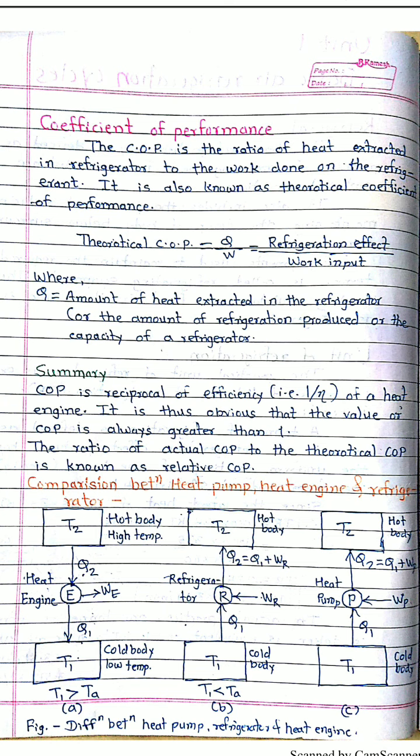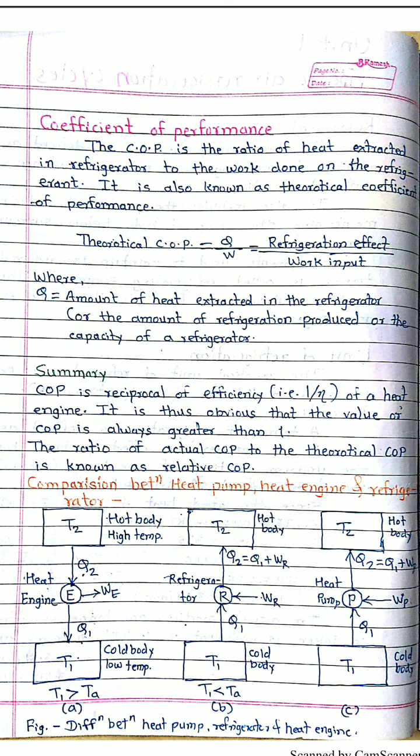So the coefficient of performance says that the heat extracted in the refrigerator, that is the cooling effect or refrigerating effect, divided by the work done on the refrigerator. Work done means you are supplying the electricity, so this is the input. It is known as the theoretical coefficient of performance. Please remember this formula: the coefficient of performance is equal to the refrigeration effect divided by work input.